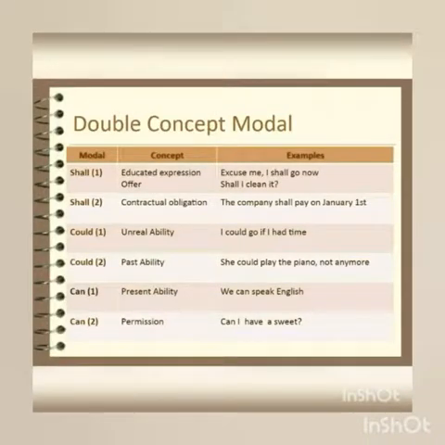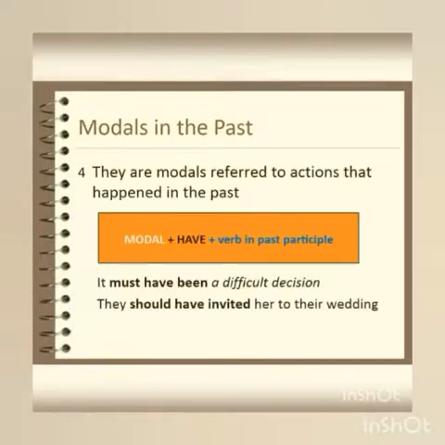And here we have got double concept modals, also three types of them. Shall with the first meaning an offer, shall with the second meaning contractual obligation, could with the first meaning unreal ability, could with the second meaning past ability, can with the first meaning present ability, and can with the second meaning for permission. And here you have got some examples.